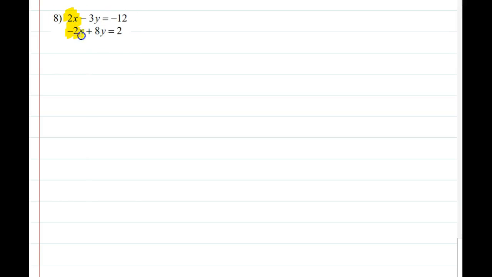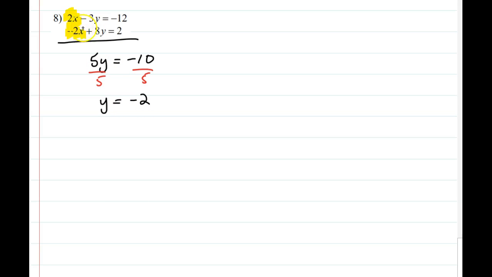Okay, so I already have my opposites, positive 2, negative 2. So I can just take these equations and add them. And so I get 5y equals negative 10. Divide both sides by 5. So now I get y equals negative 2.